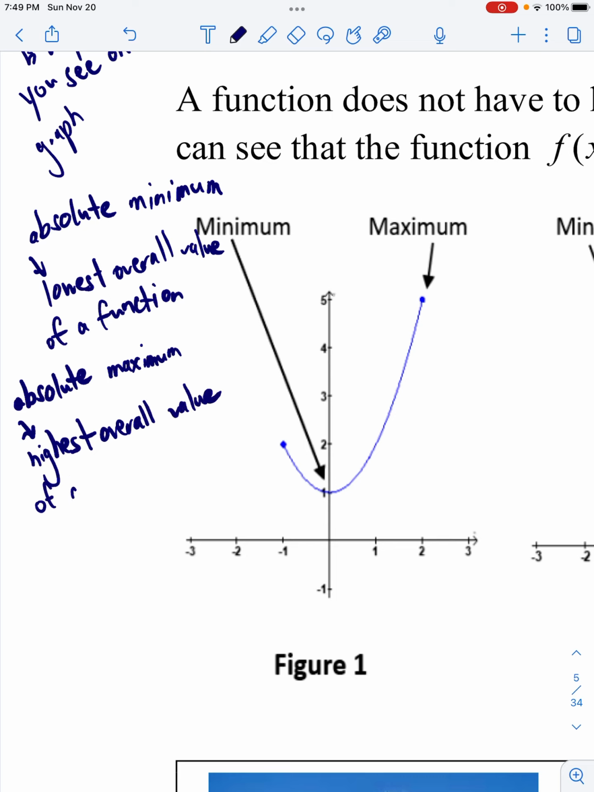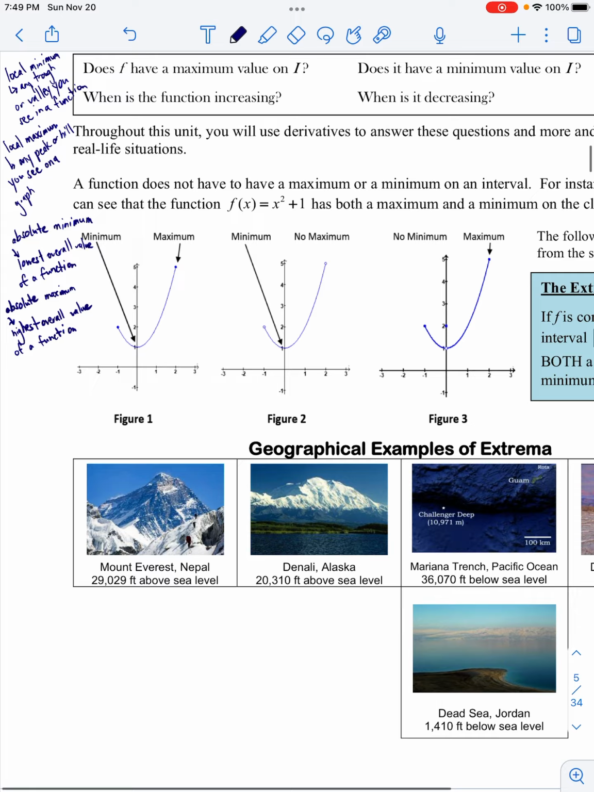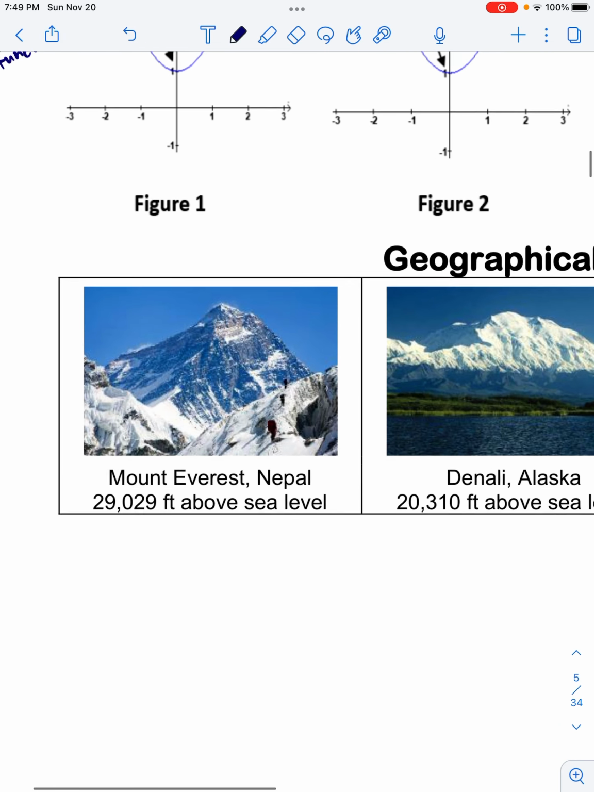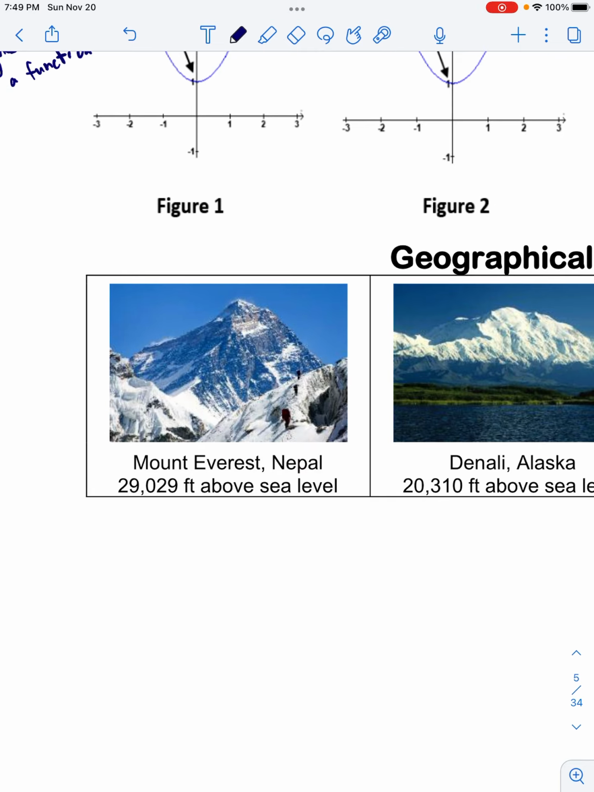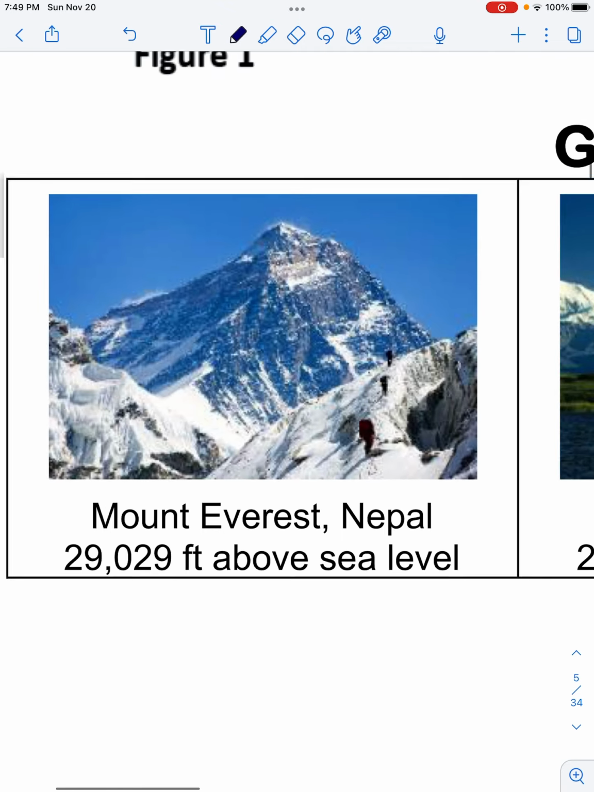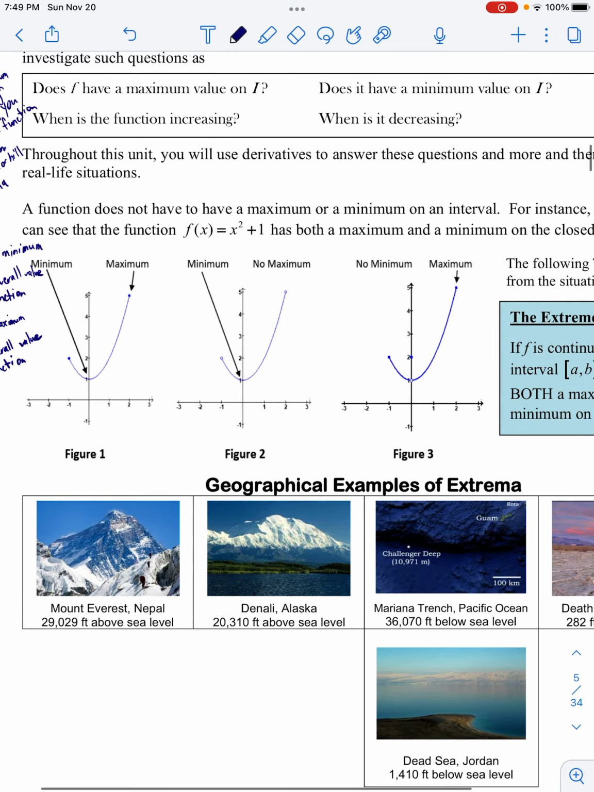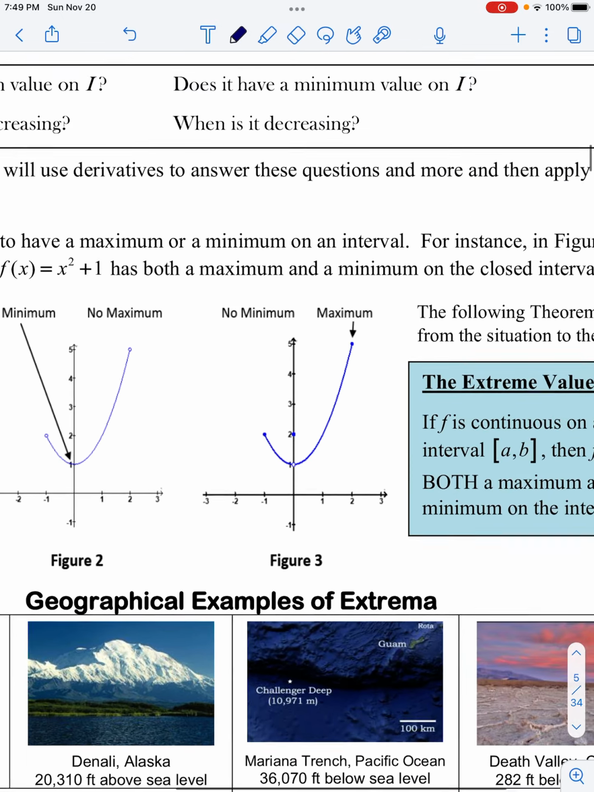So think of a mountain range, right? There are many mountains in a mountain range, and every mountain has a local peak, right? But only one of those mountains is going to be the highest peak, okay? So Mount Everest, right? There are lots of tall peaks around Mount Everest, but only Mount Everest is the highest peak in the Himalayan mountains, okay? All right, so, yeah. I do want to say a function does not have to have a maximum or a minimum on an interval, okay?